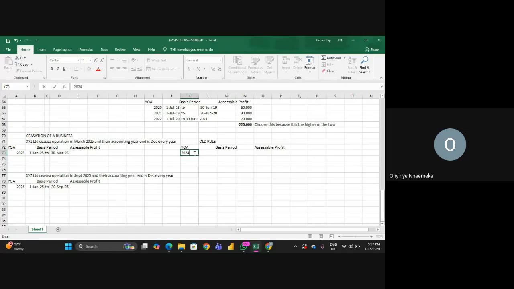Penultimate year 2024. Using PYB, the basis period is going to be 1st of January 2023 to 31st December 2023. While the actual year basis is going to be the same thing, but the year is just going to differ. 1st of January 2024 to 31st December.